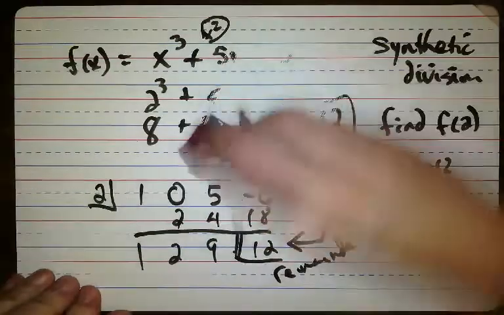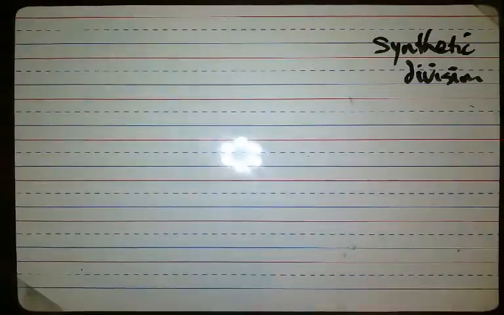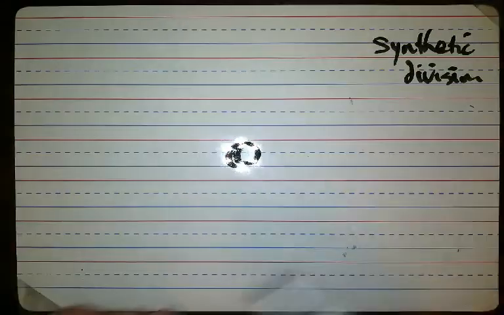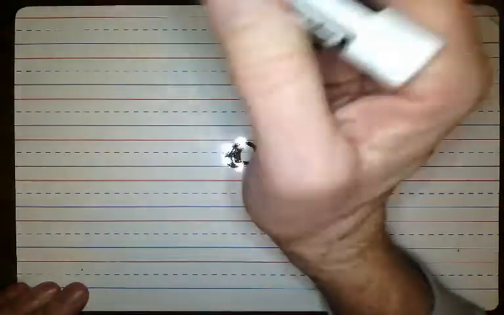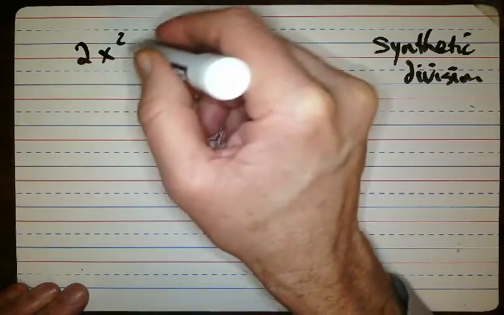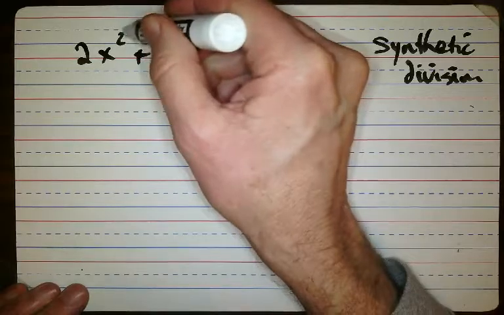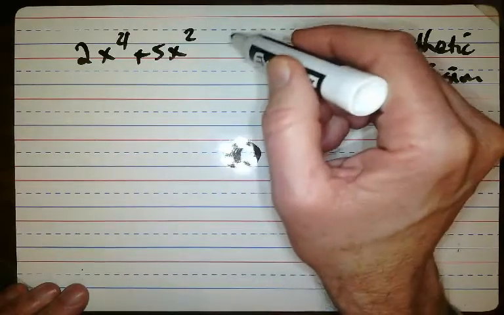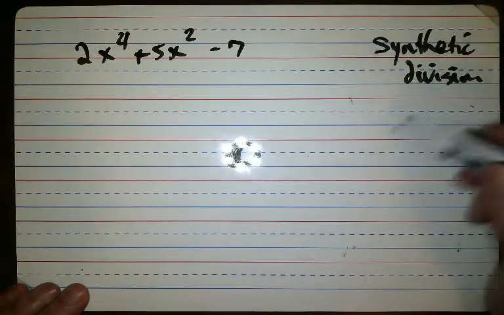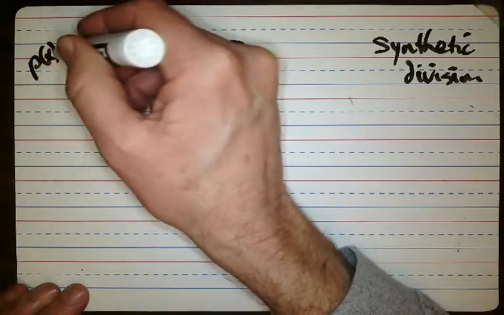Let's do another one. I just erased my dot in the middle. Where is that? Right there. So I don't walk on that. Okay, what if we did one like this? 2x to the 4th plus 5x squared minus 7. And let's call this one p of x.